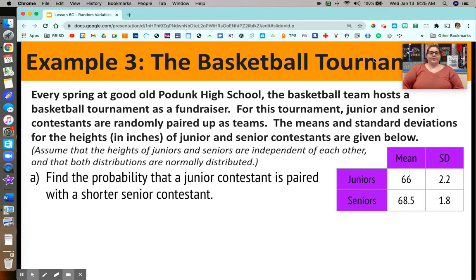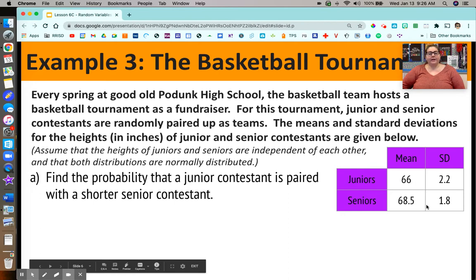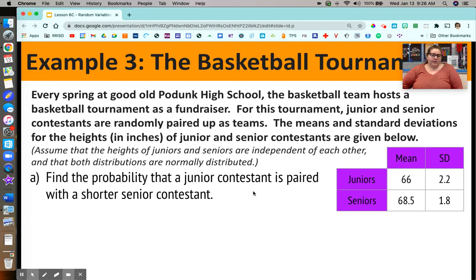So this part A question is going to ask us to find the probability that a junior contestant is paired with a shorter senior contestant. So we're finding the probability that the junior is taller than the senior. And according to our means and standard deviations, that doesn't seem incredibly likely because our mean for juniors is less than our mean for seniors, but it could happen, right?